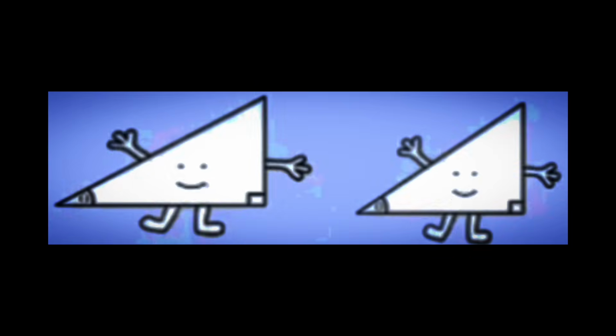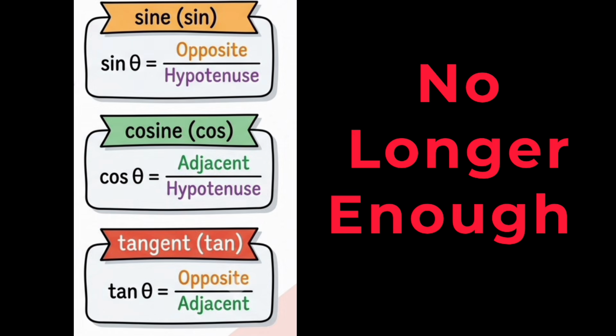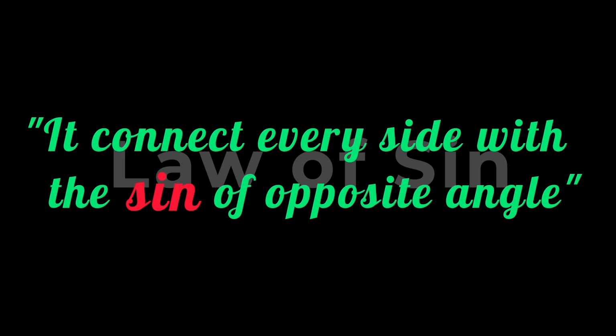Now, let's leave the right triangle one final time. Imagine a triangle with no right angle. The old ratios are no longer enough. We need two new rules. The first one is the law of sines. It connects every side with the sine of the opposite angle.